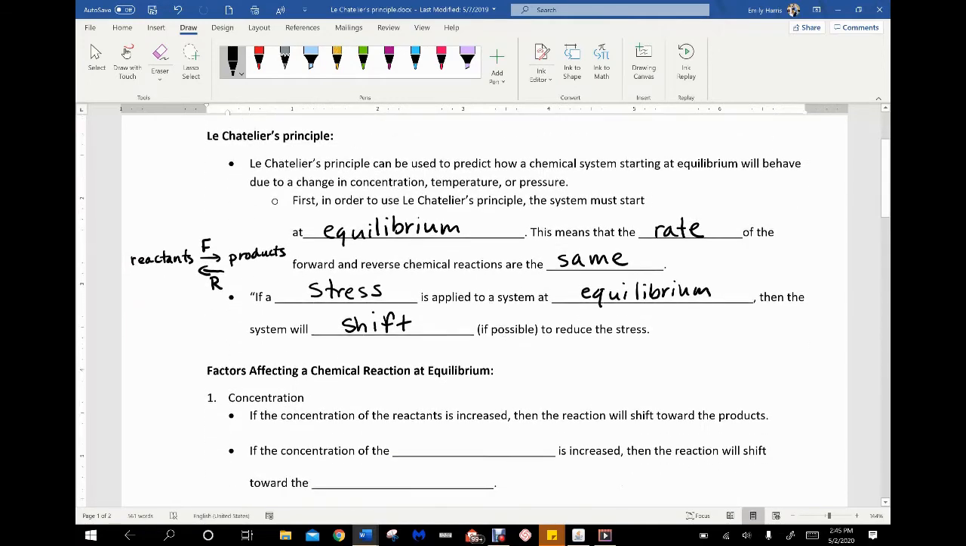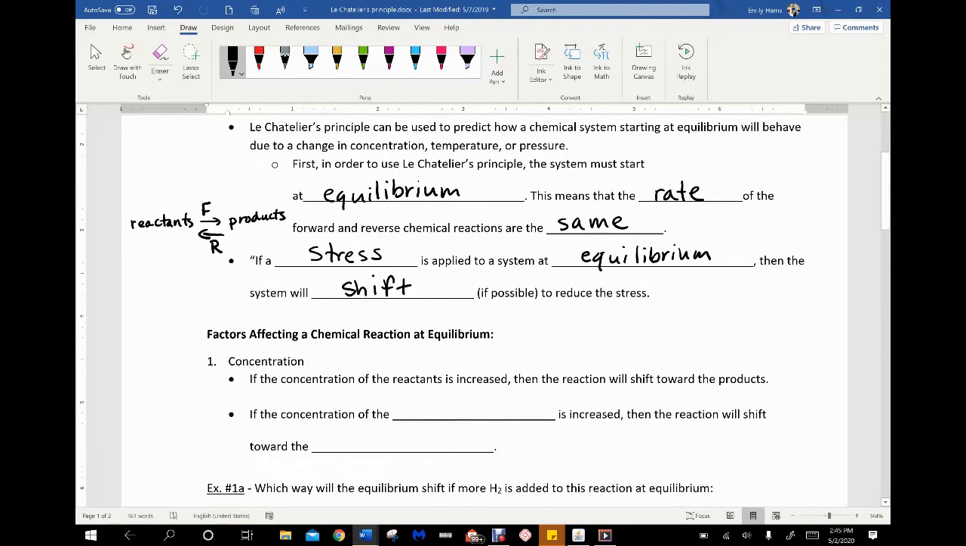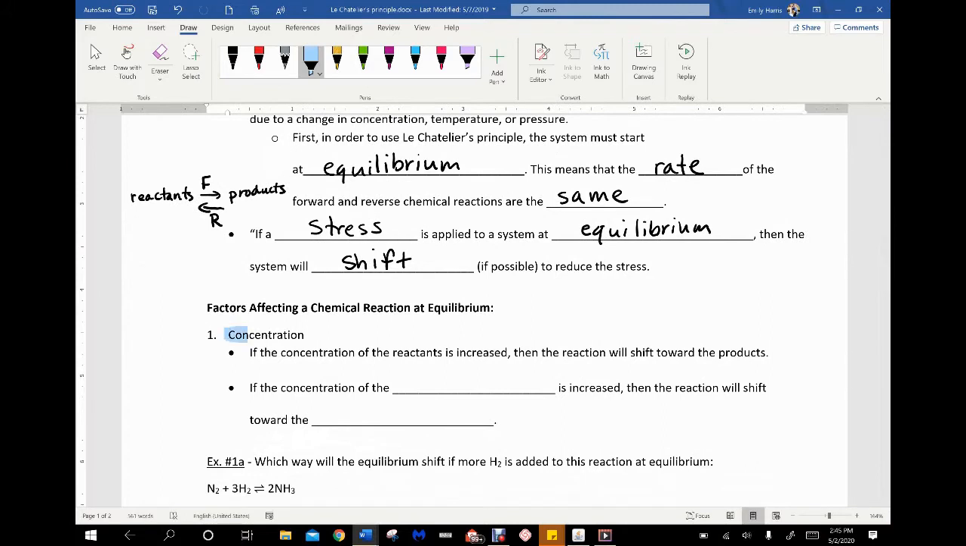And so we're going to take a look at a few different factors that can be used to create a stress within a reaction system. One of those things is concentration. And simply what that's going to mean is the amount of reactants or products. This is something that you watched me manipulate on the simulation by adding in more of those little green molecules.